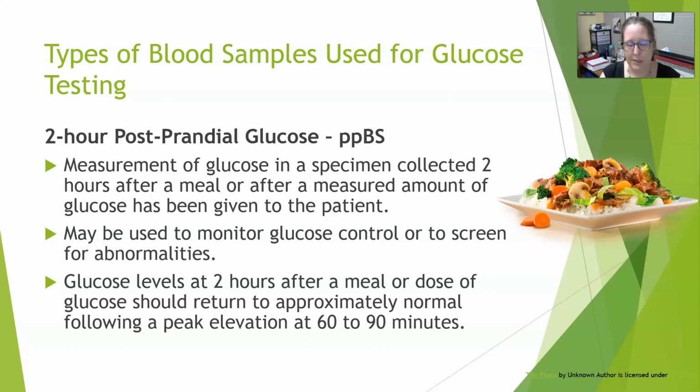So usually what happens is, in somebody that has normal glucose control, within 2 hours after a meal, the blood glucose should be back to normal. Everybody will have a peak somewhere around 60 to 90 minutes. So that's okay, that's to be expected. But unless you're diabetic, at 2 hours after a meal, that blood sugar should be back to normal.